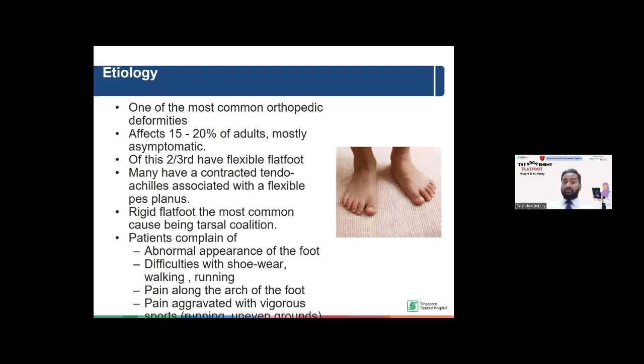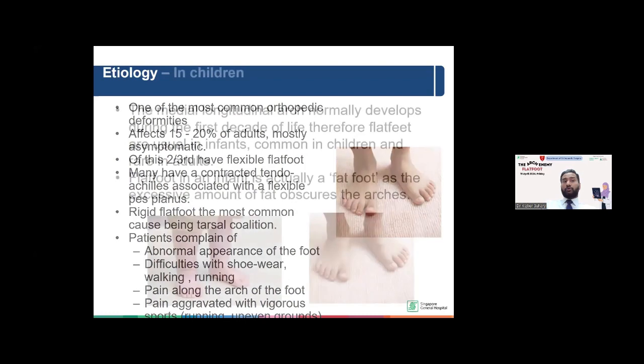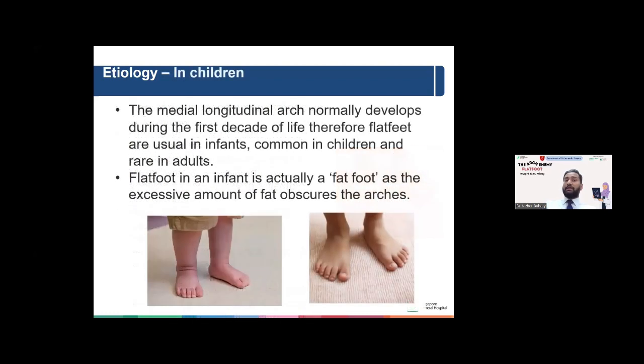They have difficulty with their shoe wear and also with walking and running, and pain along the arch of the foot, with pain aggravated with any vigorous activities such as sports, running, and especially when they're running on uneven ground. So in children, the medial longitudinal arch normally develops during the first decade of life. Therefore, flat feet is very common in infants and common in children and should be rare in adults.